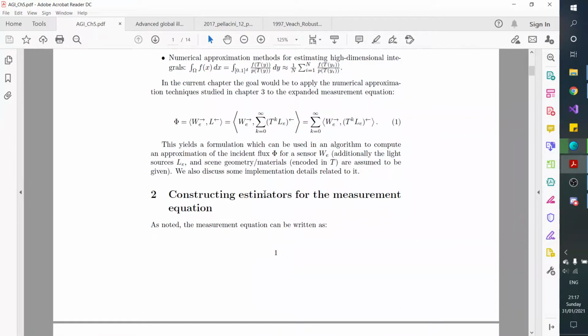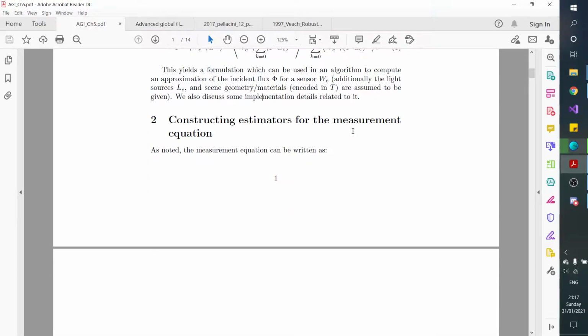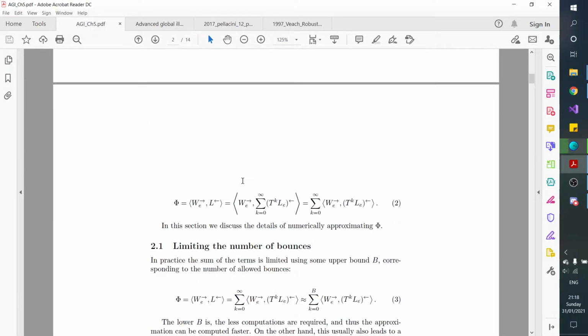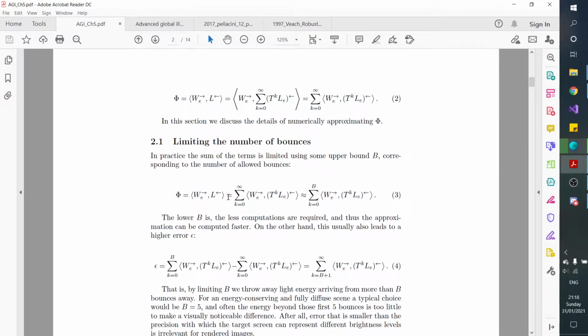Okay, if there are no questions, let's continue on how to solve that, and we will start with the very first term, k0, where this is t to the power of 0, so this is simply LE, to see what this inner product looks like.